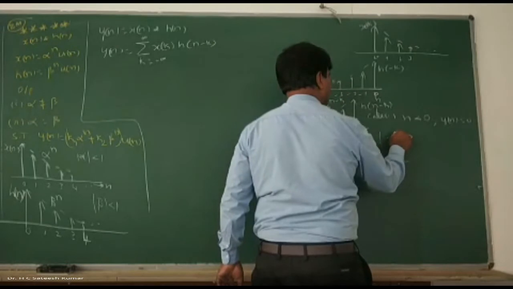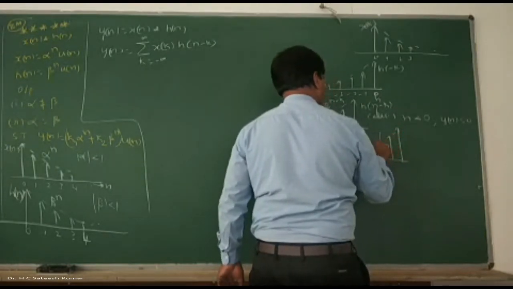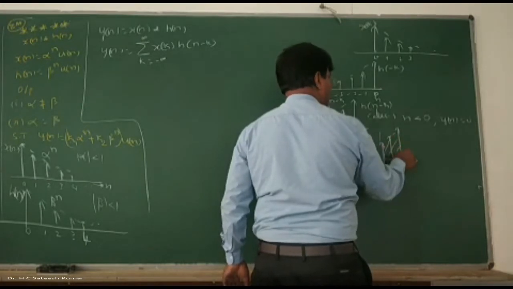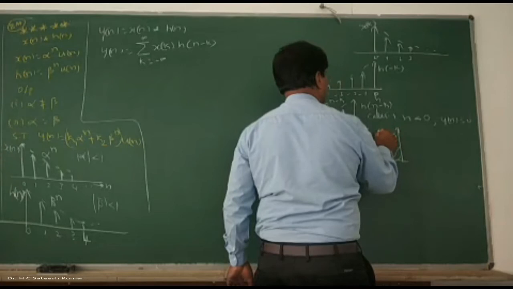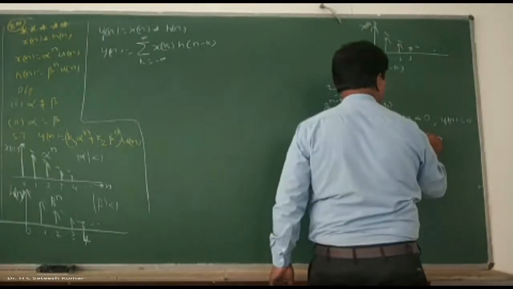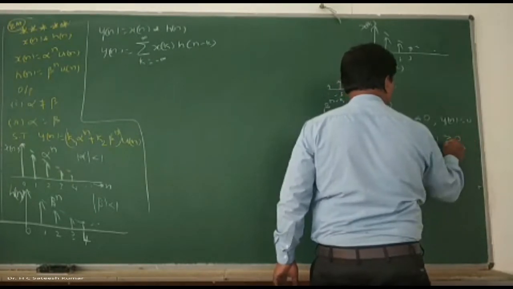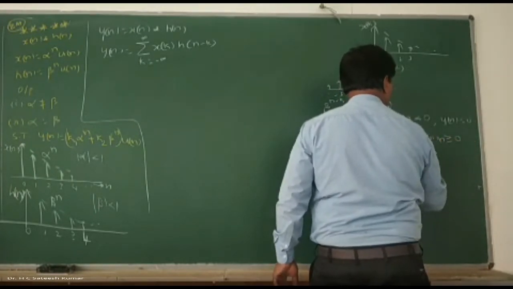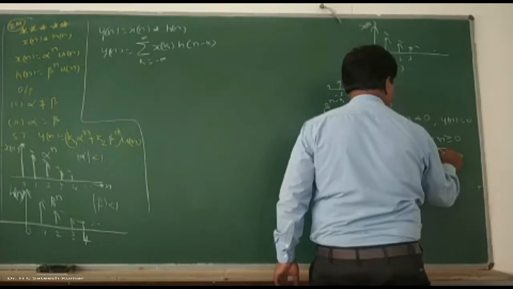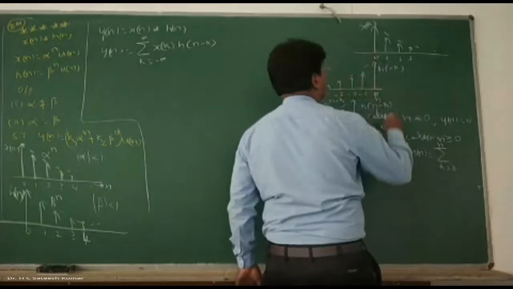Second case. Increasing. This is 0. This is the overlapped area. Okay, right. This is beta to the power of n minus k. Case 2. Case 2 is what? n greater than or equal to 0. y of n is equal to the summation, k ranges from where to where? 0 to n.